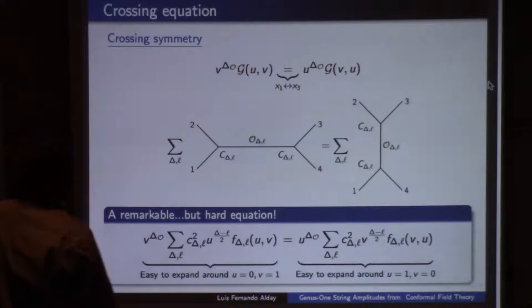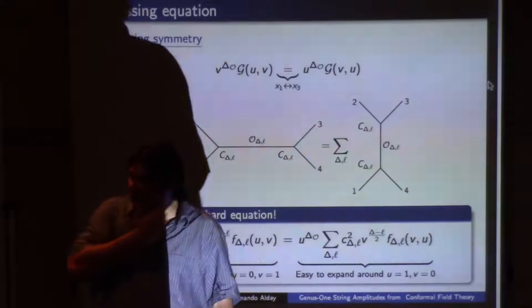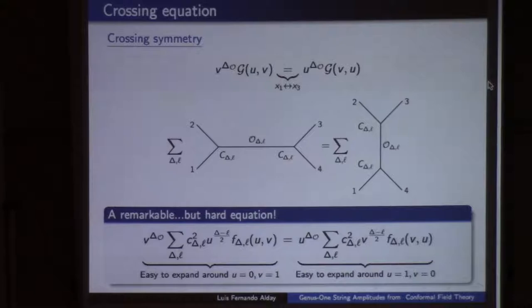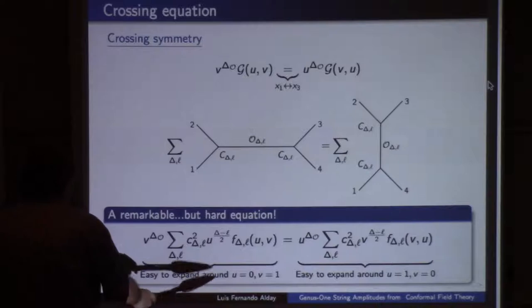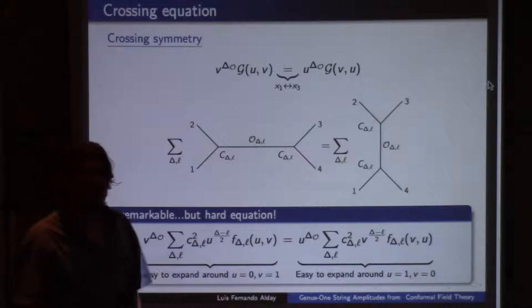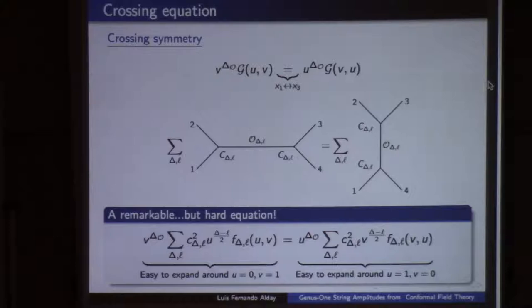And we have also argued that this equation is as beautiful as it's useless, because it is quite hard to work with it. Because the left-hand side is easy to expand around u equals 0 and v equals 1, but the right-hand side is easy to expand around u equals 1 and v equals 0. So there is no regime in which both sides are easy.